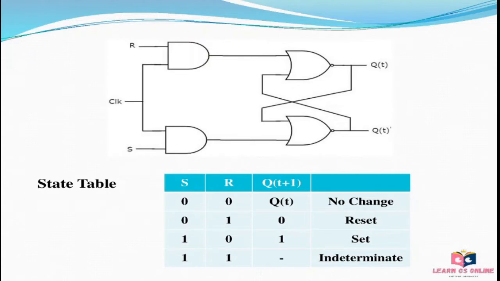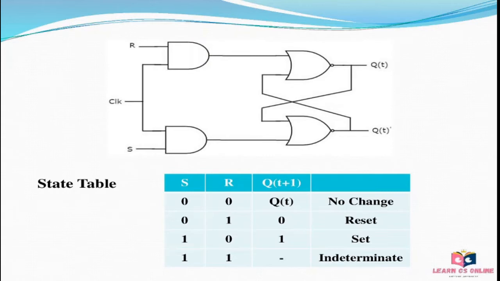The operation of SR flip-flop is similar to SR latch. A 2-input NOR gate produces an output 1 if all the inputs are 0 and produces an output 0 even when one of the inputs is 1. So, when both the inputs are 0, the output Q of t plus 1 is Q of t. That is, there is no change in the output.